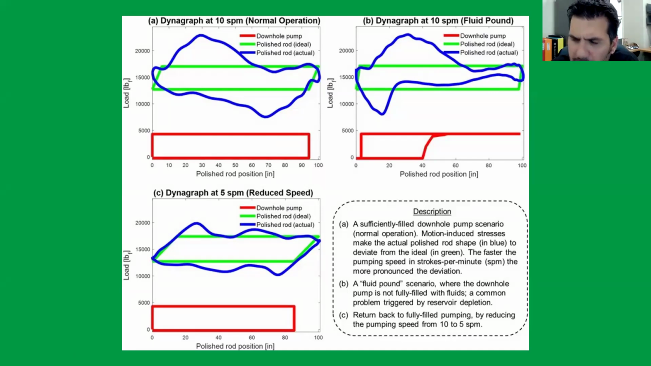I wrote that article the way I had, and before we published it, I was already a postdoc at CSM, but I told him, please review it, make sure that everything is fine. And then he suggested I build a plot, he sent me the data. So this dynagraph is not at the traveling valve. It's at the downhole pump, probably the standing valve, the red one, and then at the polished rod on the surface.